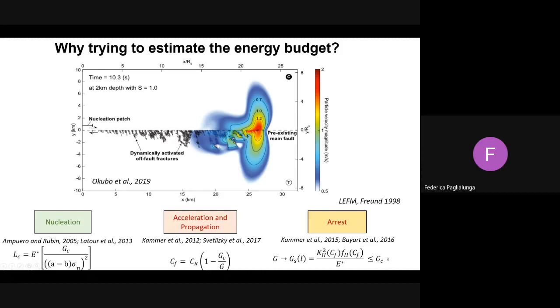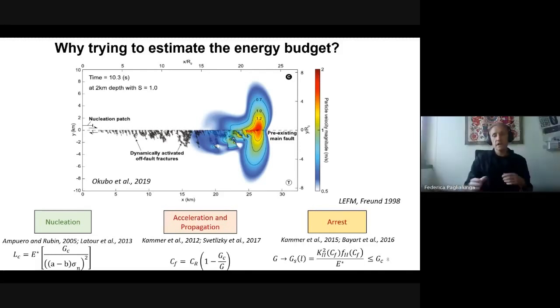And finally, here you can see that the propagation of the cracks depends on the energy balance at the rupture tip. Notably, if the energy release rate, so the value of G, remains larger than the value of GC, you expect that the crack will continue to propagate. If it becomes smaller, it is supposed to stop. So it means that if we have an estimate of the value of GC, we can hope to predict the nucleation, the acceleration, and the arrest of the rupture.